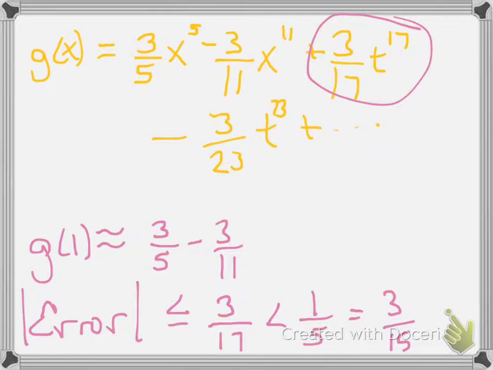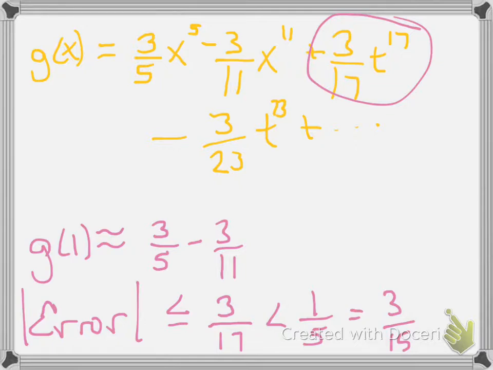If you break something up into 17 parts and take 3 of them, or break something else of the same original size into 15 parts and take 3 of them, 3 of the 15ths is going to be a bit bigger than 3 of the 17ths. So the error is less than 3/17. And that's really the end of the problem.